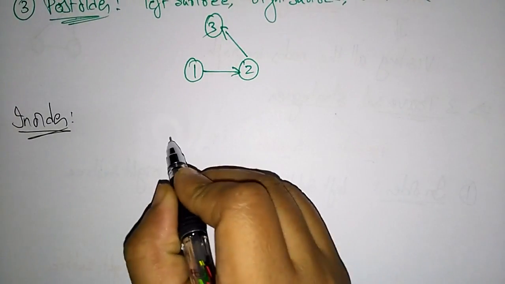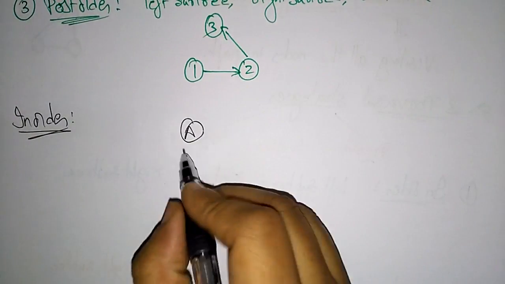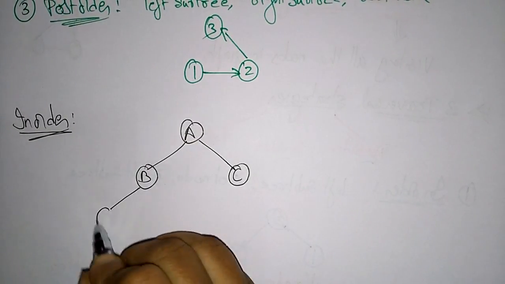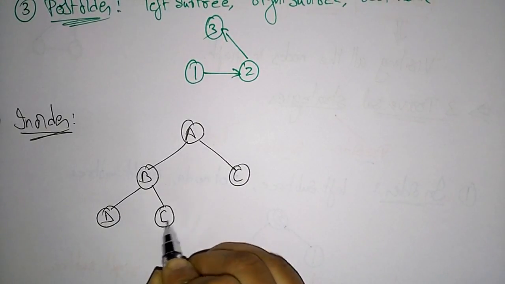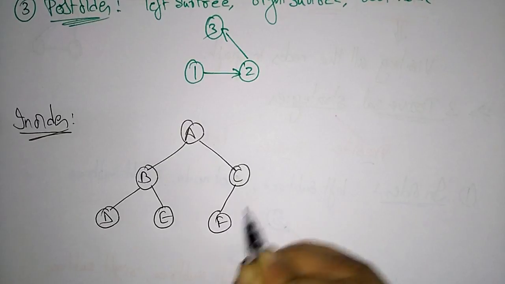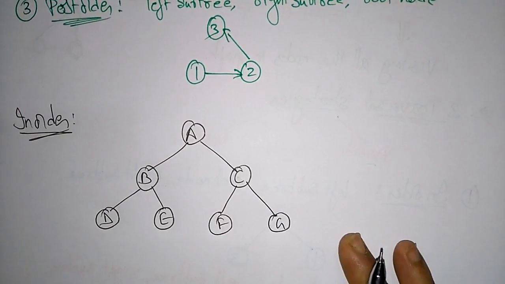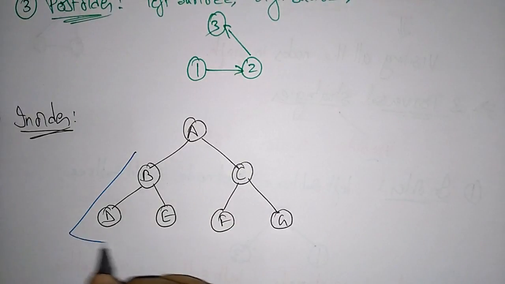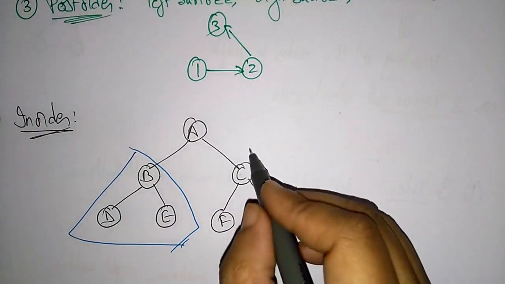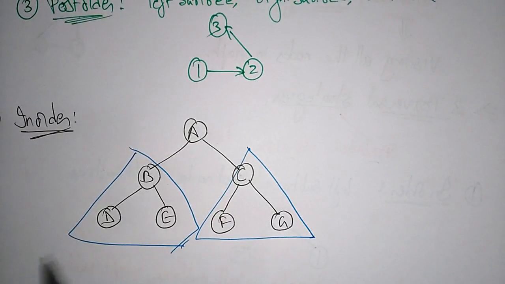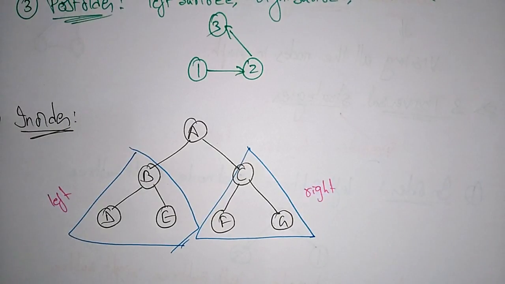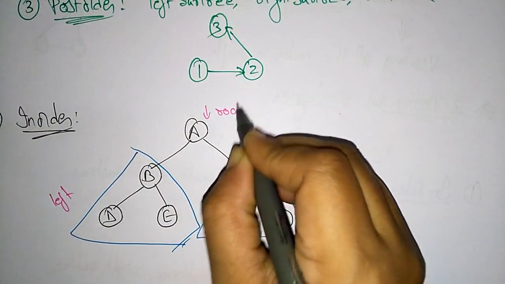Here I'm taking the example for inorder. Suppose A, B, C, D, E, F, G. Okay, so this is a graph or else it is a tree. Here this is one subtree, this is one subtree, and this is another subtree. This is left and this is right, and here this is root.